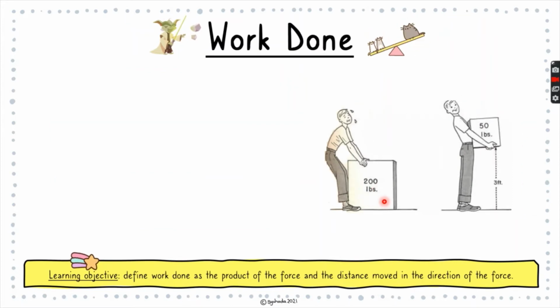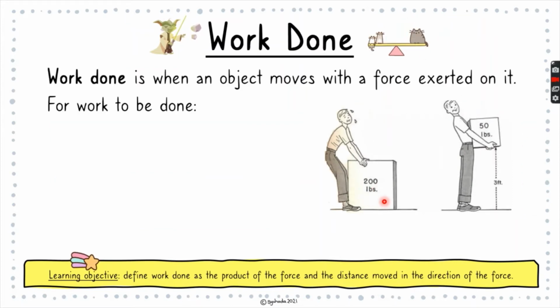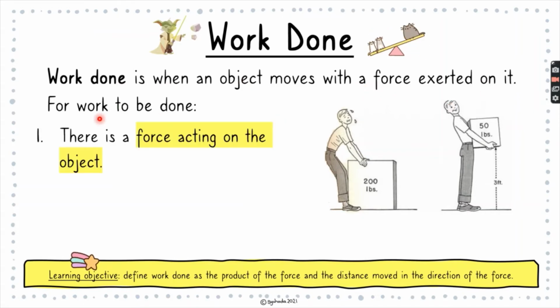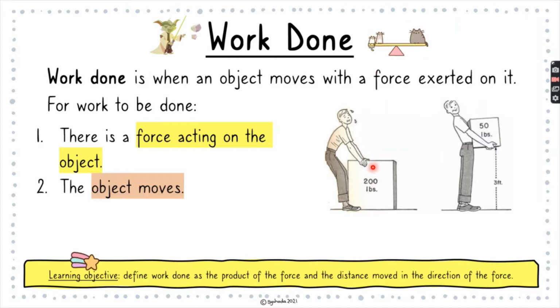So what we say over here is that work is only done when an object moves with a force exerted on it. So for work to be done, firstly, there is a force acting on the object. So the person is maybe lifting it up or pushing it to the side, but this person is trying to lift it but couldn't. Okay, secondly, the object needs to move.